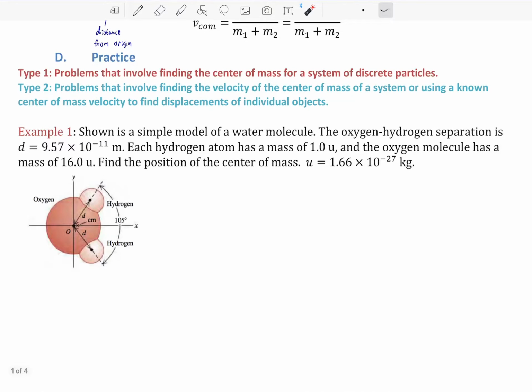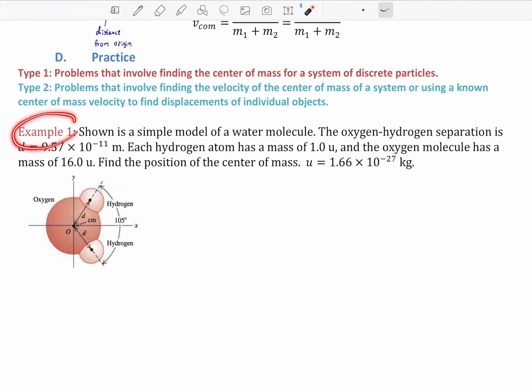Okay, so two types of problems. Problems that involve finding the center of mass for a system of discrete particles. Discrete particles just means, like, not a solid object. Okay, so that would be like 3 balls, for example. They're discrete, they're separable. All right. The other type of problem we're going to see in this section is problems that involve finding the velocity of the center of mass of a system, or using the known center of mass velocity to find displacements of individual objects. Okay, so either one way or the other.